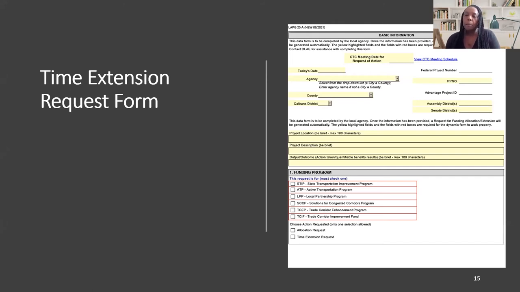And this is an example of the allocation / time extension request form, which is known as Exhibit 25A in the Local Assistance Procedures Guide. And this is the SMART form that was created after the Lean Six Sigma process to help streamline that allocation and time extension process. And we're currently updating the form to be more inclusive of Con and I allocations and extensions.